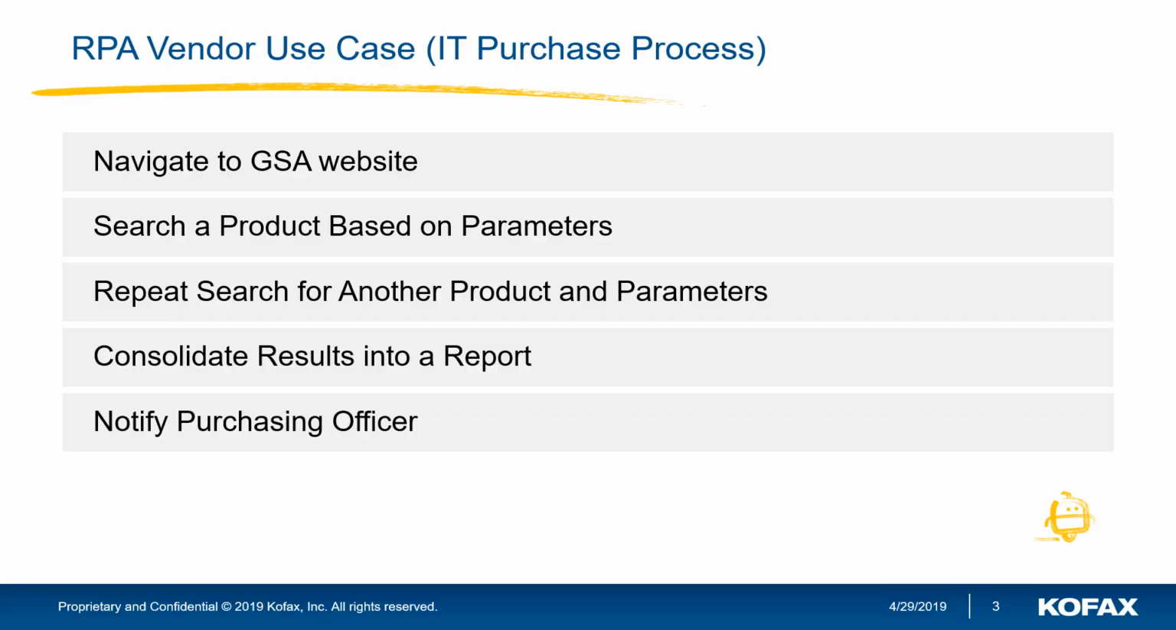The use case presented to us is an IT purchase process. What the purchasing officer must do is navigate to the GSA website, search a product based on certain parameters, then repeat that search for another product and different parameters, then ultimately consolidate those results of the different products into a single report. And then what we'll do is notify the purchasing officer.